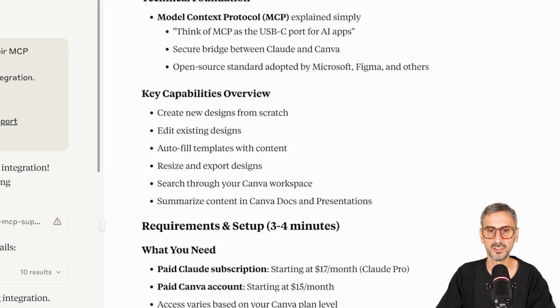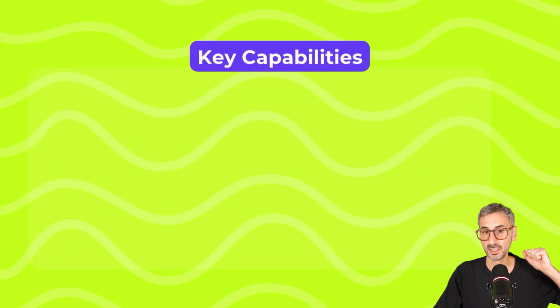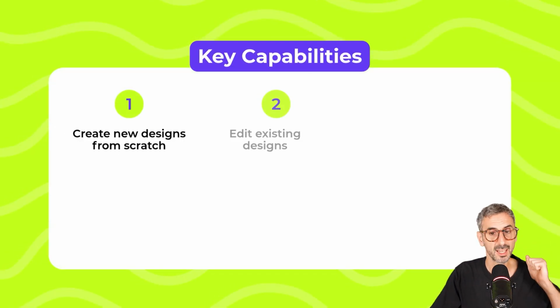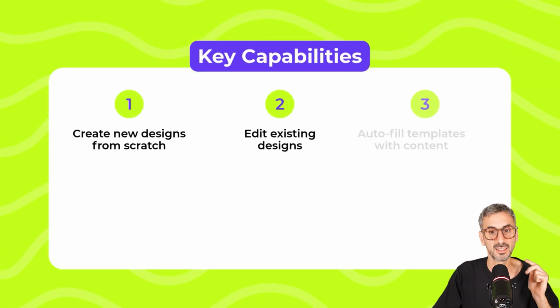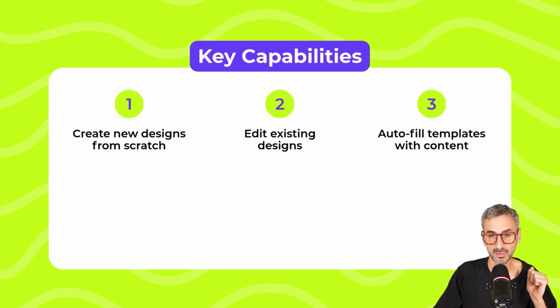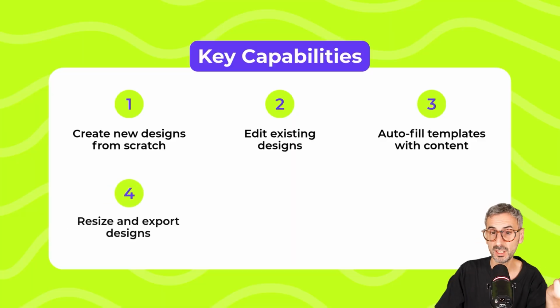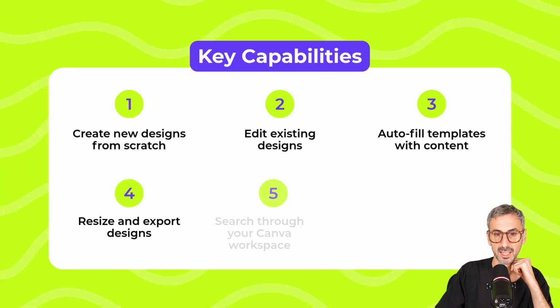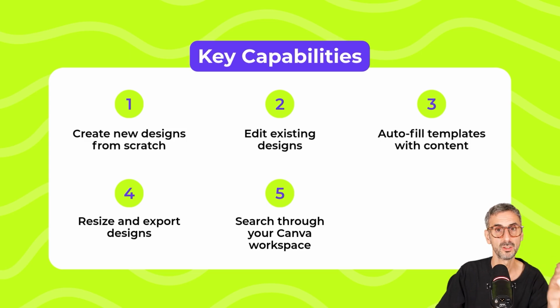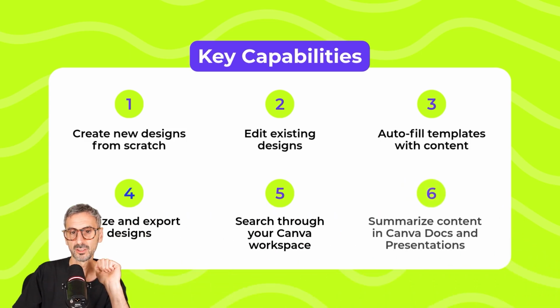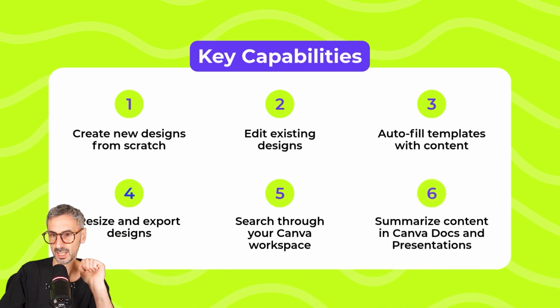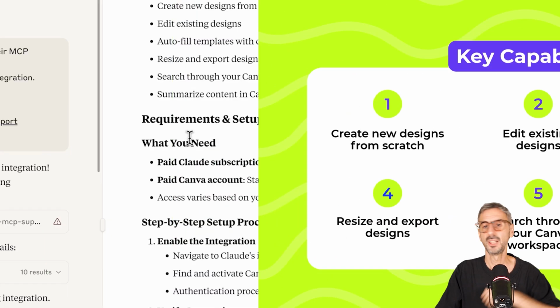All right, so what can it do? Key capabilities. It can create new designs from scratch. It can edit existing designs. It can autofill templates with content. And we are going to try all of these capabilities in a second. I just want to show you kind of like the structure of what we are going to do here. It can resize and export designs. It can search through my Canva workspace, so search for specific documents, and it can summarize the content in Canva docs and presentations.